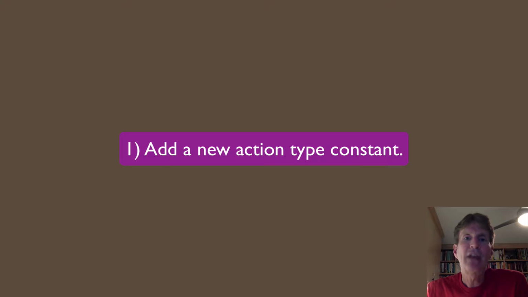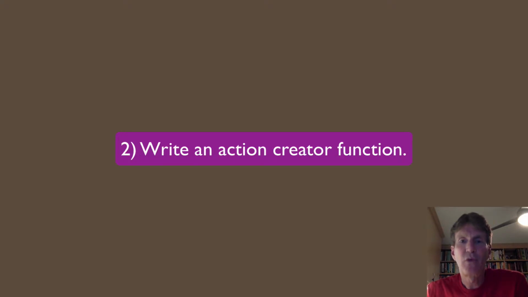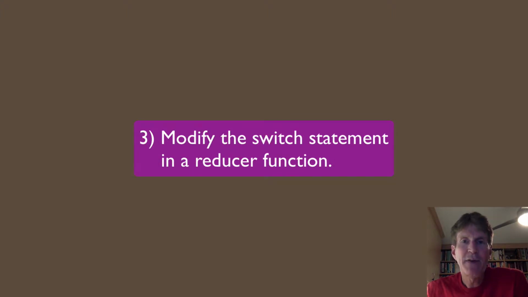While this application is not complicated, there are lots of pieces used in order to manage state with Redux. Think about the steps required to support a new action. For each new action, we must add a new action type constant, write an action creator function that creates an action object of a specific type and has the appropriate payload, where the payload is just the data needed to update the state. Modify the switch statement in a reducer function to handle the new action type by building a new state that incorporates the action payload.